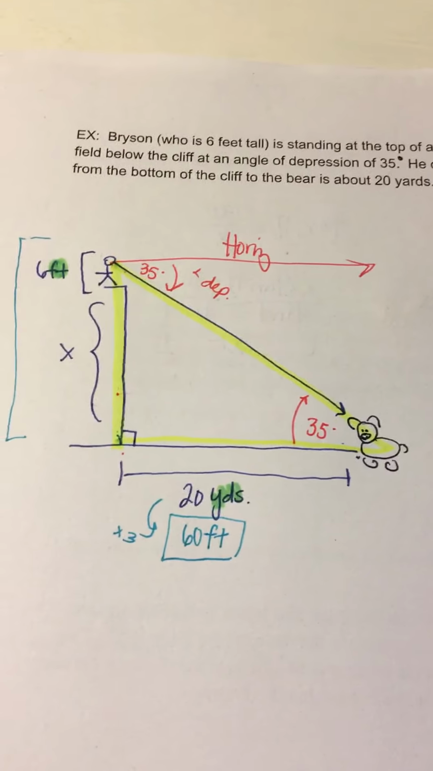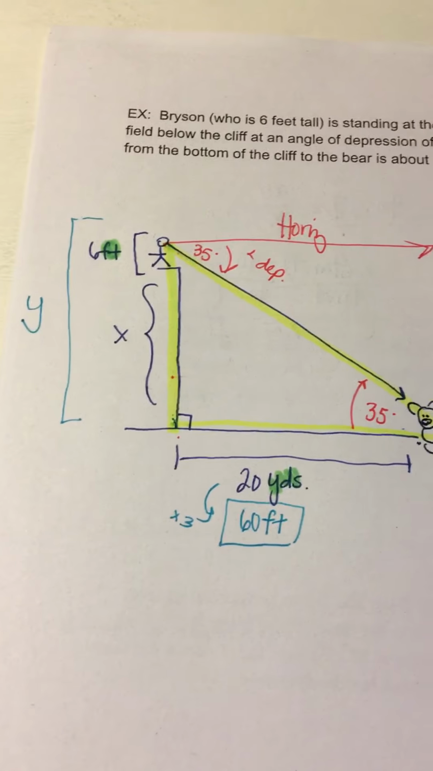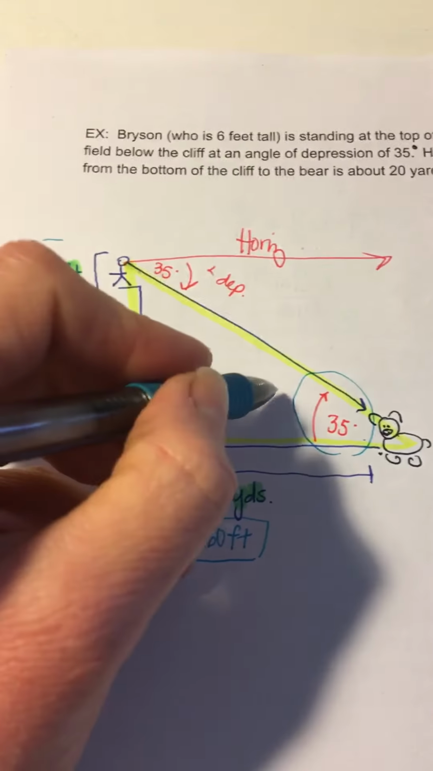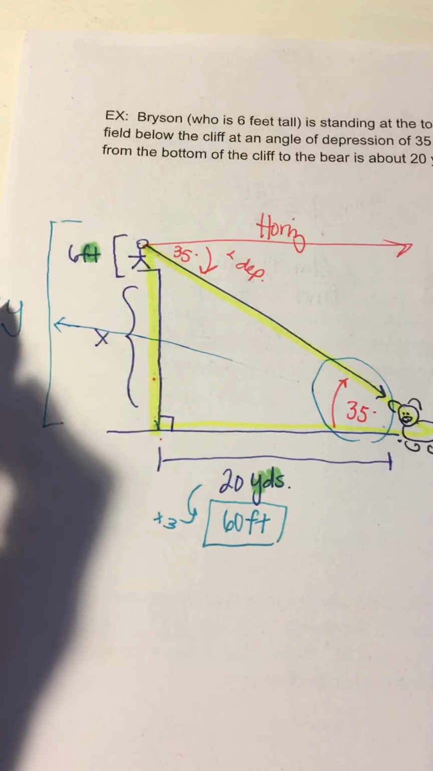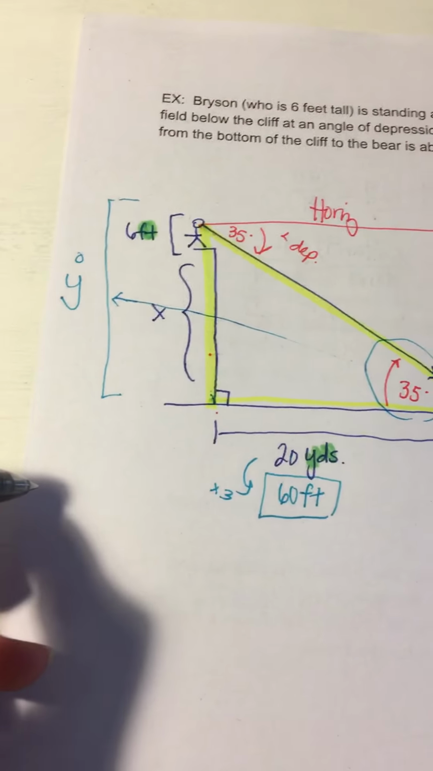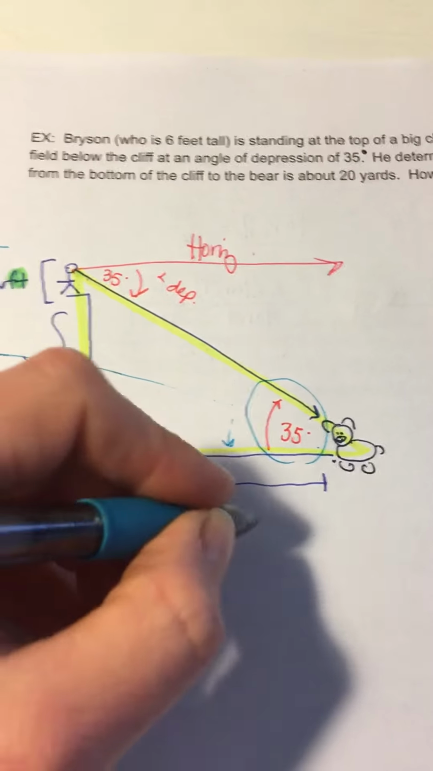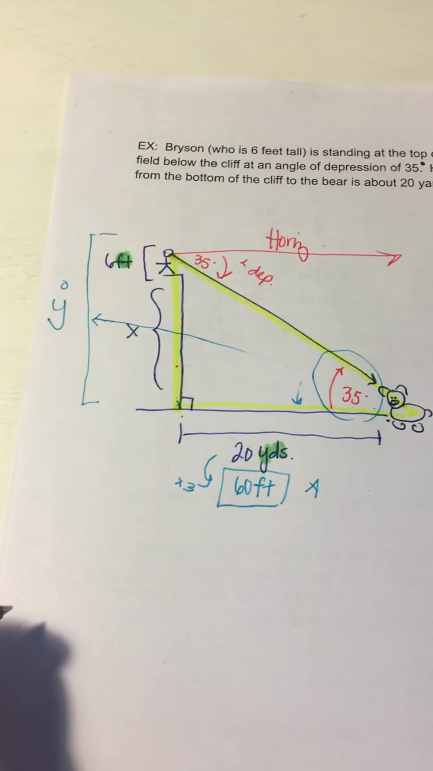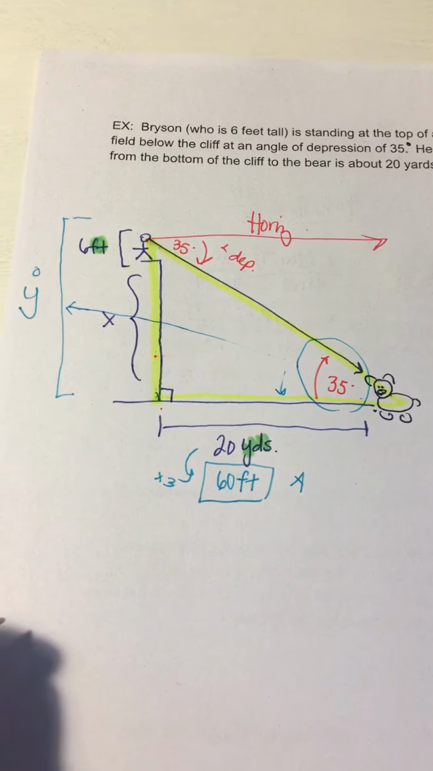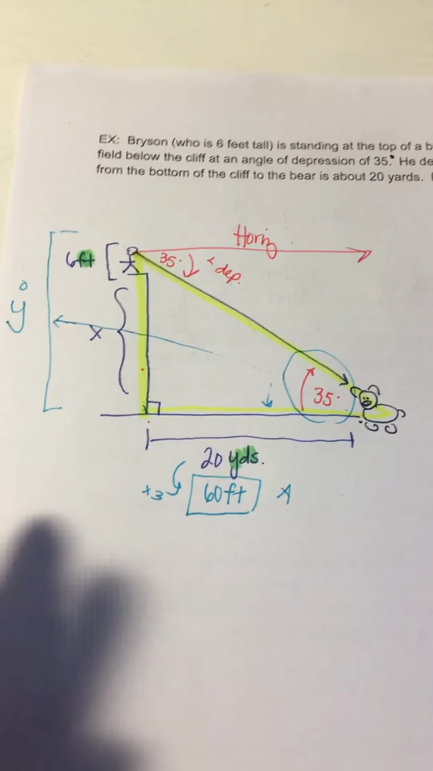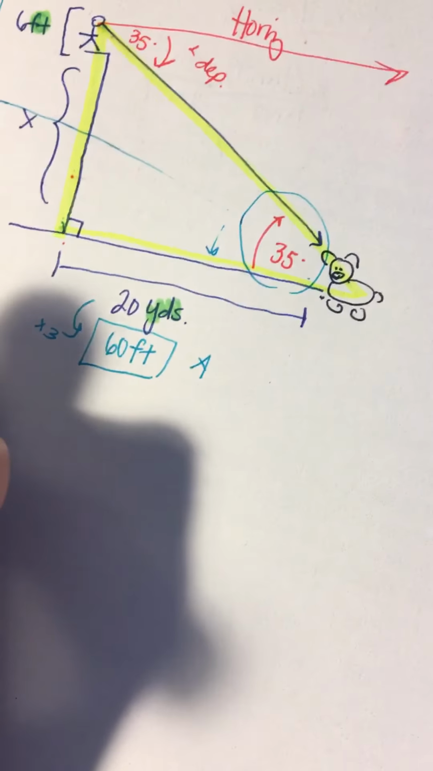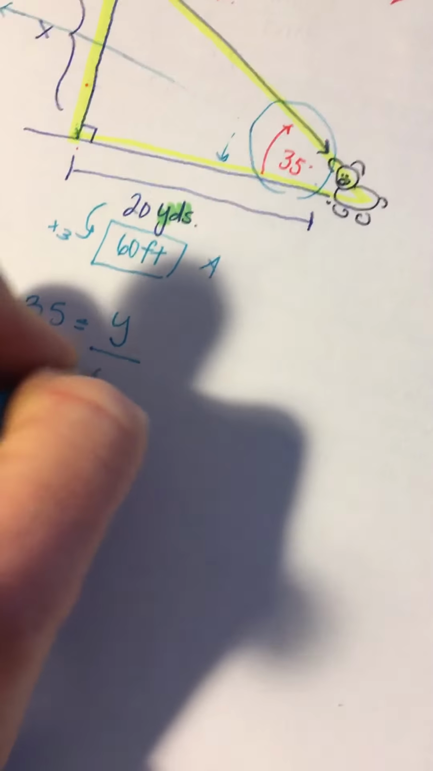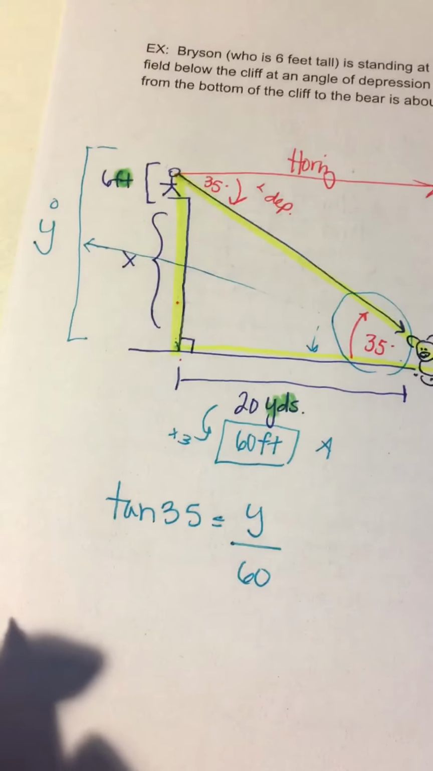Okay, so I'm going to use y, and I'm going to circle 35 as my reference angle. I'm looking for the opposite, so I'm going to label this O for opposite. I'm given the adjacent. So again, I'm going to use tangent. So tangent of 35 is going to be y over 60. And we're using feet. Opposite over adjacent. Cross multiply both sides.